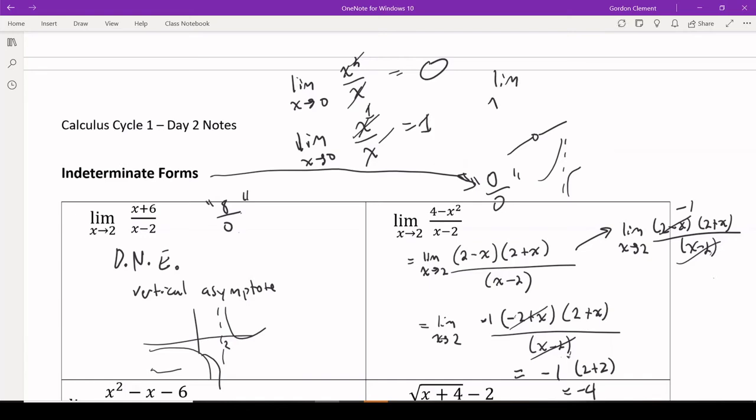But if it was the limit as x goes to 0 of x over x squared, you'd cancel that, you'd get 1 over x. 1 over x has an asymptote at 0. This one doesn't exist because it's going off to infinity. So something that's 0 over 0 could be 0, it could be going off to infinity, it could be going anywhere in between. That's why we say it's indeterminate. You have to figure out what it's doing before you say what the limit is.